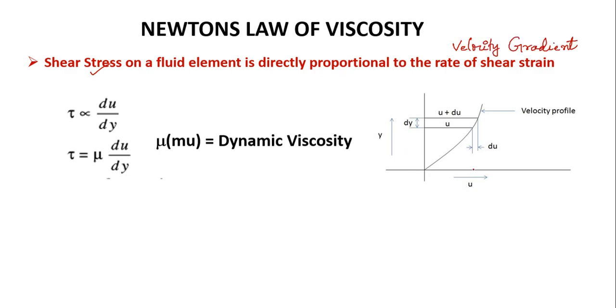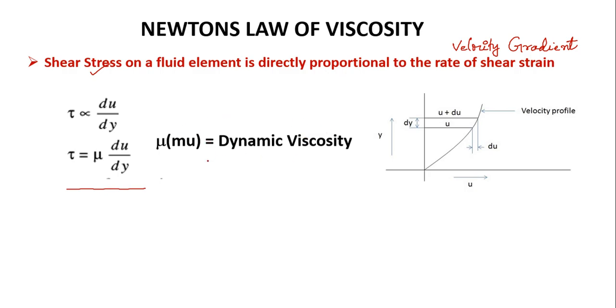And this is a velocity profile. Du represents a change in velocity between two adjacent layers and dy is a change in distance. Okay, and we can express Newton's law of viscosity as tau is equal to mu into du by dy, where mu is the coefficient of viscosity. It is also known as dynamic viscosity.